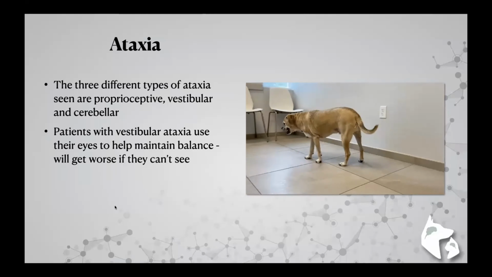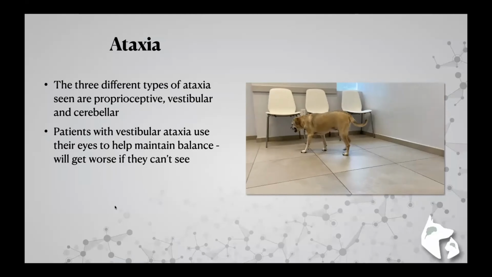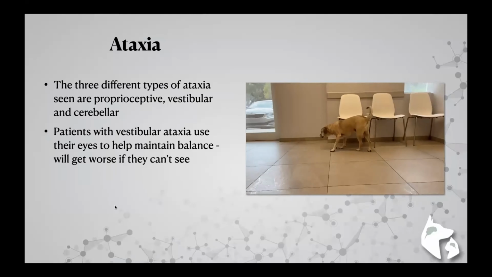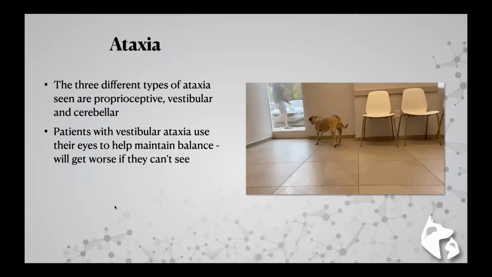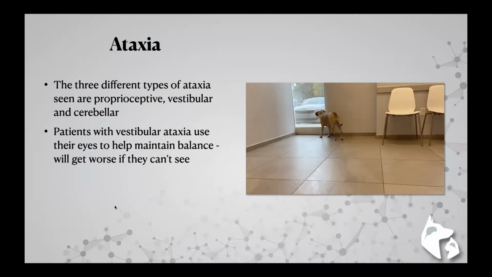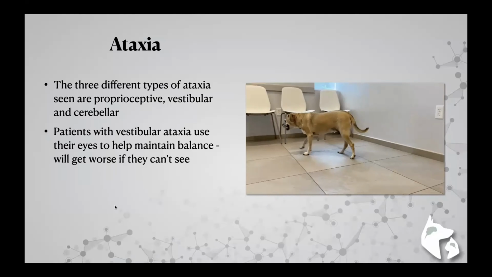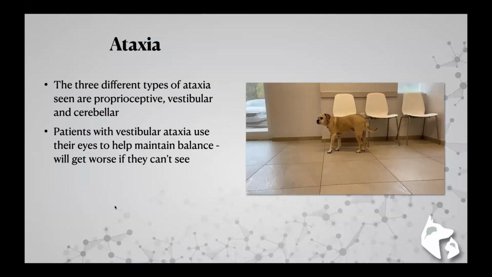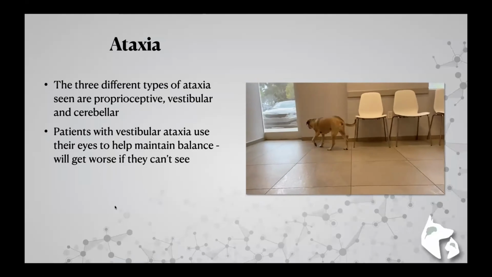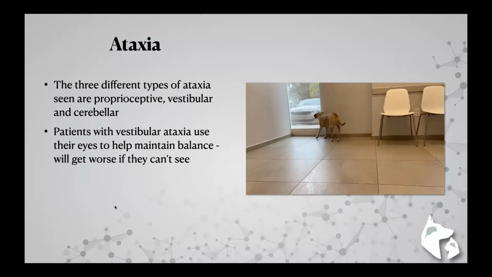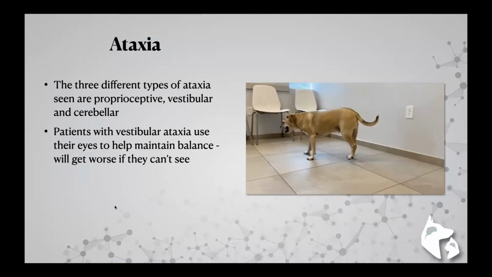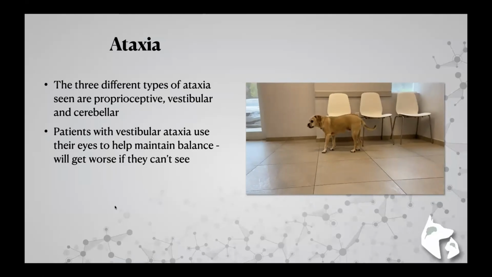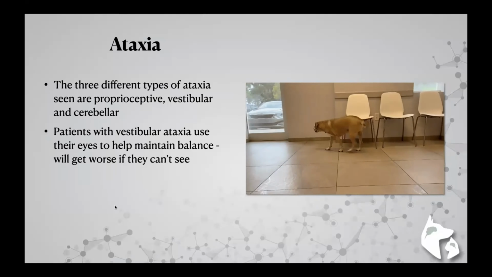So those are very classic signs for a true vestibular ataxia. In this dog's clinical record, I defined him as a cerebellar vestibular ataxia because of the truncal sway. This is the same dog from two slides ago, where he was just standing there kind of swaying. So there has to be cerebellar dysfunction involved. But this portion of the video is very classic for a vestibular ataxia.